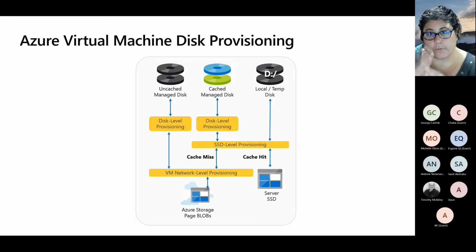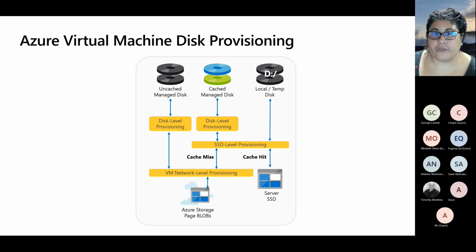So there's actually a virtual machine IO limit. That's what we call VM network level provisioning. That's a cap at the VM level for how much IO throughput you can push. Then we also have disk level provisioning. Those managed disks that you attach to the VM, they themselves also have a limit. Each one of those disks will have an IOPS and a throughput limit for how many IOPS you can push and how much throughput you can push to that disk.